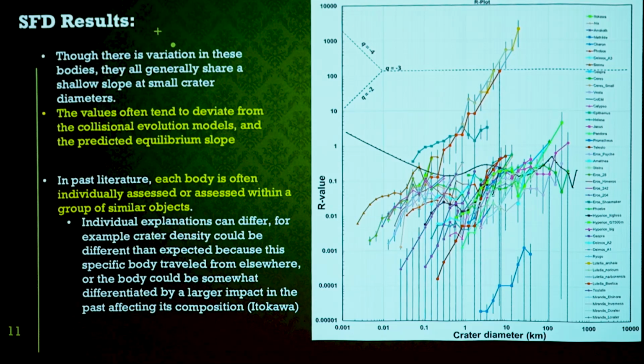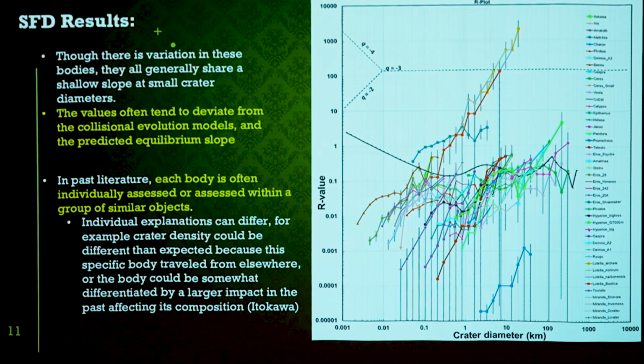And whenever we get a picture of one of these past bodies, they are individually assessed. And this is not the first time this has been pointed out. So when each body is individually analyzed, it's been seen that the really small crater SFDs don't necessarily match the models at very small sizes, and so individual explanations can differ.